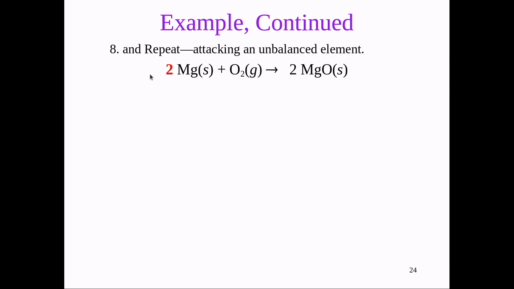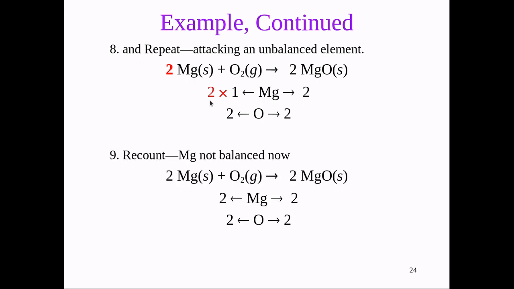So if we put our 2 in front of that magnesium, we can see that we'll do a little math here and get 2 times 1 magnesiums on this side. And then if we do our recount, we see that we now have it all balanced out. We have 2 magnesiums here, 2 magnesiums here, 2 oxygens here, and 2 oxygens there.